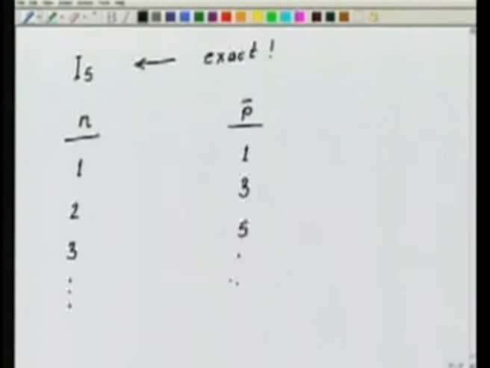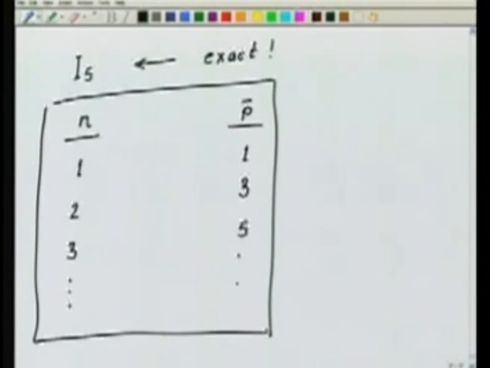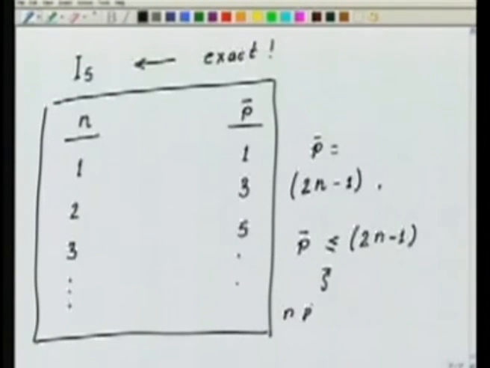This way we can continue. So, can we come up with a generic rule? Yes, we can. You see that if I have n points and a polynomial with p bar equal to 2n minus 1, then the n-point rule does an exact job. So, if p bar is less than or equal to 2n minus 1, then the n-point rule is exact.